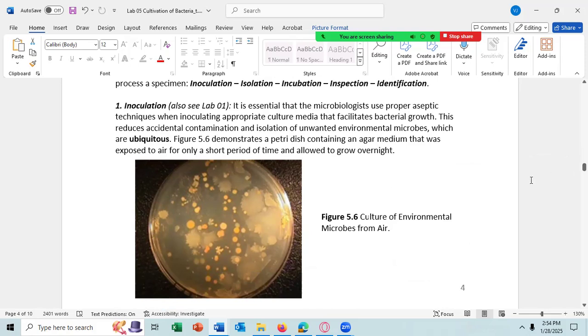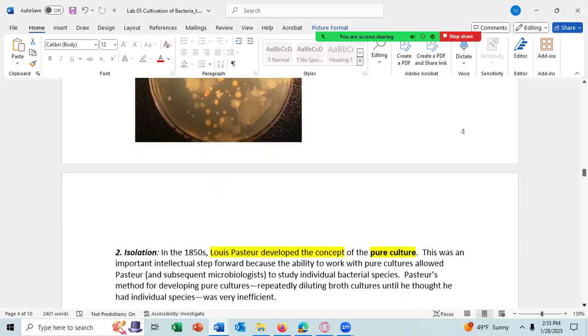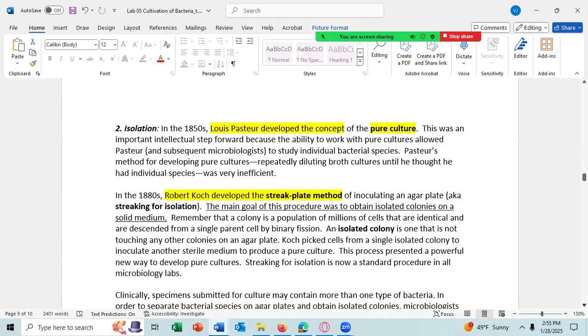All right, here we've inoculated a plate with some growth and then incubated it, and you can see the growth on the plate. This is just microbes from the air. Isolation is important. Louis Pasteur developed the concept of a pure culture. His ability to get a pure culture was actually quite difficult.